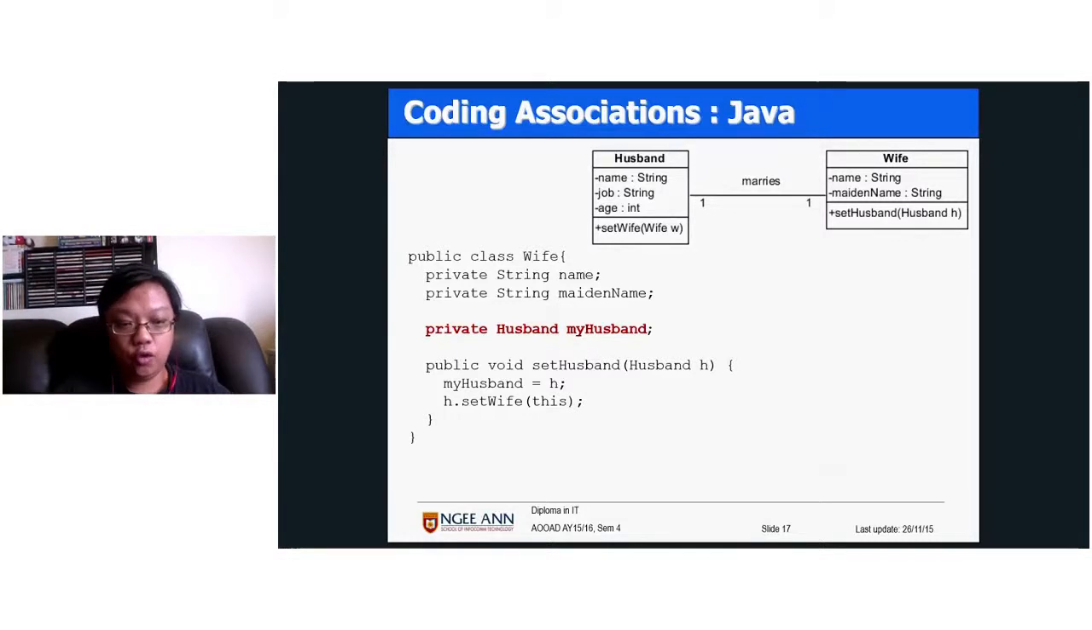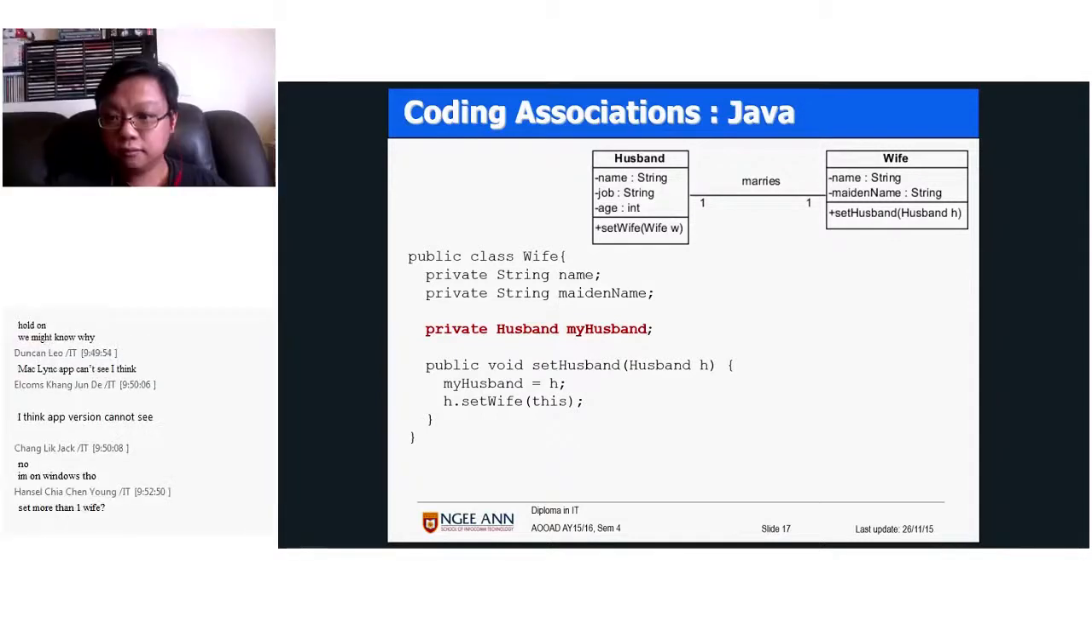If I was actually to code this class diagram in this manner, will there be a problem? One question, Hansel is saying, what if we set more than one wife? Yeah, that might be an issue, but then there will be more logic in it. But actually, you won't be able to set more than one wife because it's going to override your single wife attribute. So that's not an issue.